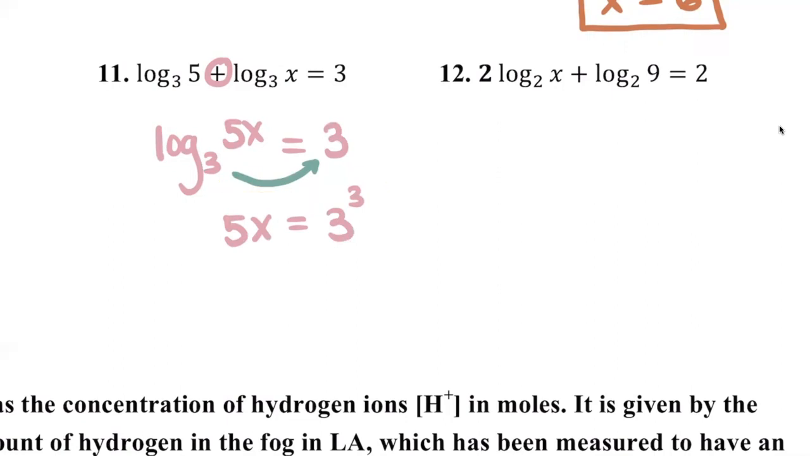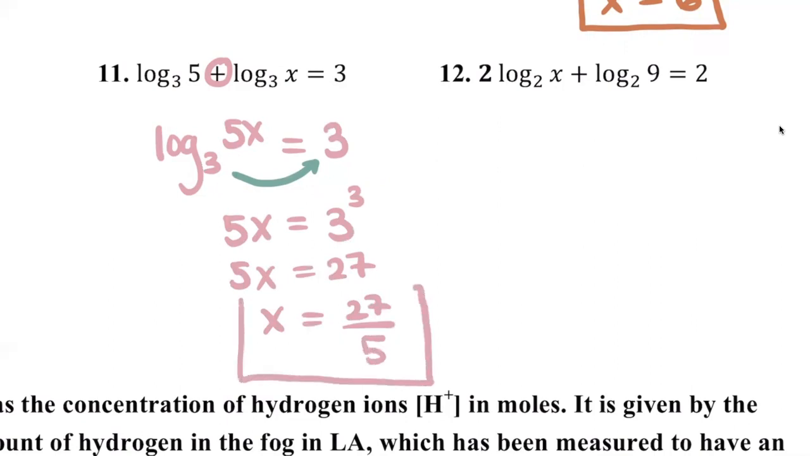All right, so simplify that. And then we have 5x is equal to 27, and x is equal to 27 over 5. Double checking the argument, everything's still greater than 0. So final answer, there it is.